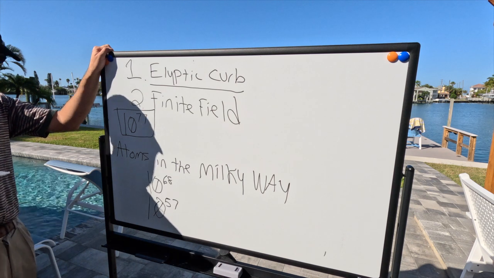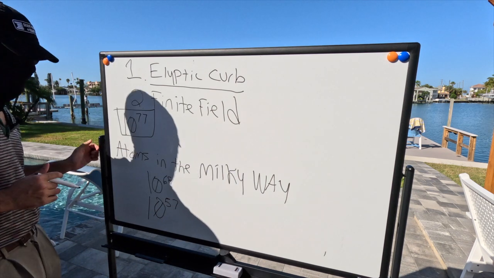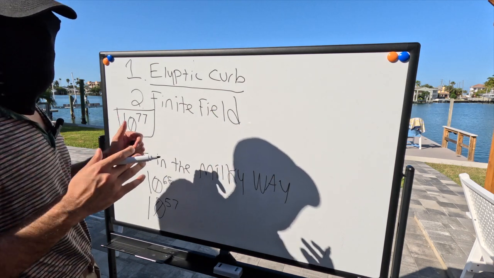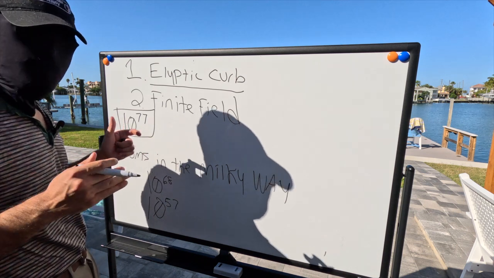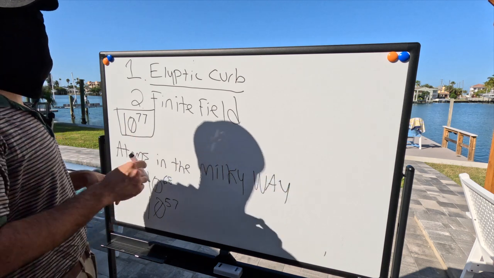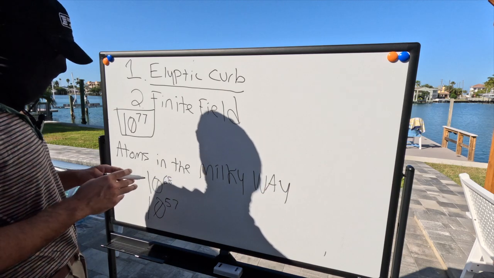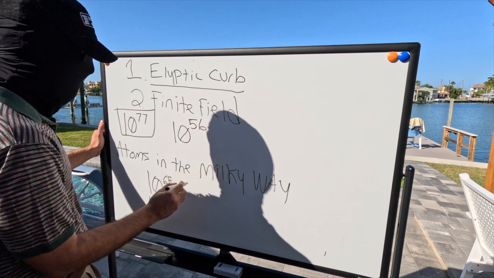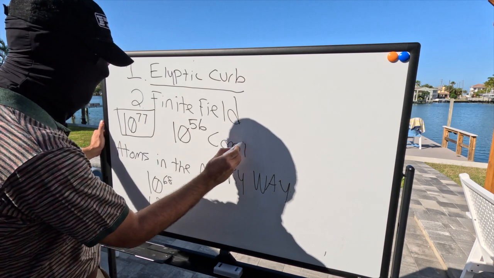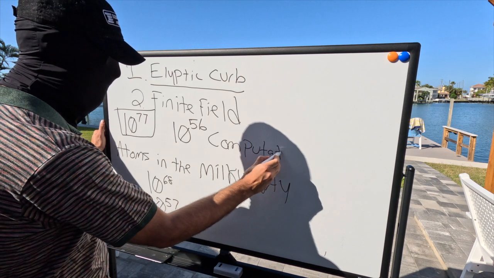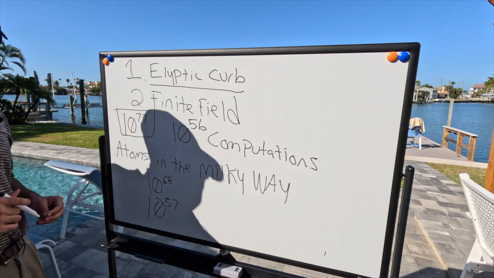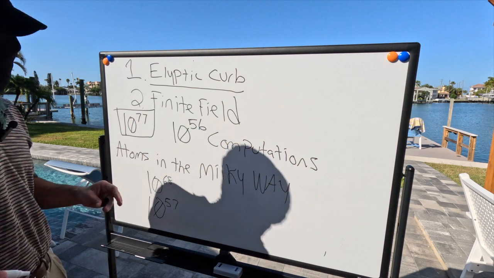right? Now, to provide even more perspective, if you had 1 trillion computers doing 1 trillion computations every 1 trillionth of a second, it would take over 1 billion years to do 10 to the 56 computations. All right, so now you understand why Bitcoin's so hard to hack. No quantum computer is going to mess that up, all right?